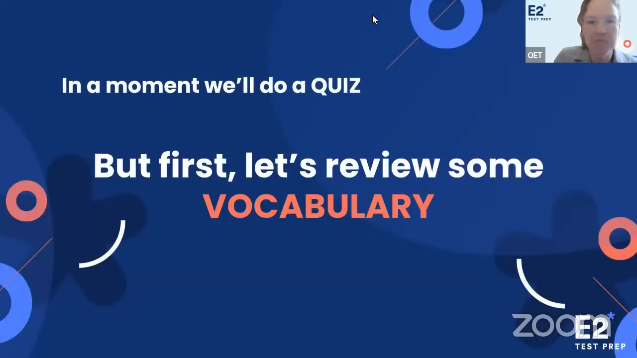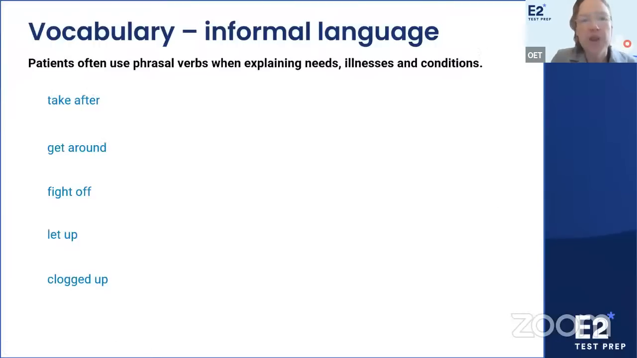We'll do a quiz in a moment, but first let's review some vocabulary. Okay. Now, informal language is really important in listening part A because you're going to be hearing patients talking, and patients often use phrasal verbs when explaining their needs, their illnesses, and conditions. So take a moment and look at these phrasal verbs here: take after, get around, fight off, let up, clogged up. See if you can say what they mean. Okay, so I'm going to look in the chat, see what we're saying here. What do they mean? Any thoughts?